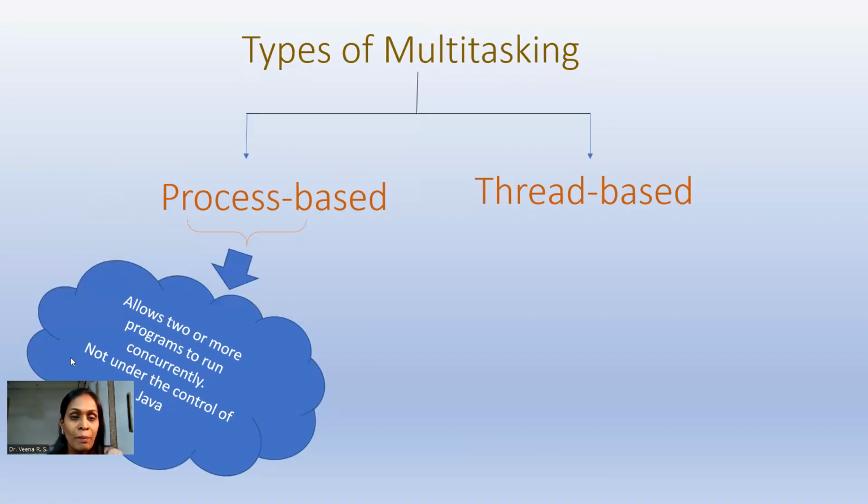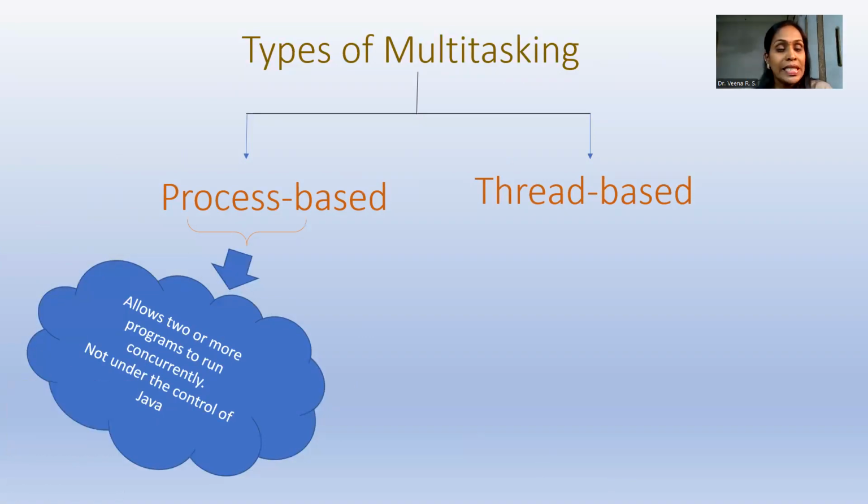Process-based multitasking basically allows two or more programs to run concurrently, and that is not under the control of Java. In process-based multitasking, two different applications are running concurrently. For example, suppose you are using a Java compiler, and at the same time you are using some other text editor also. This is called process-based: two different processes or applications are running at the same time, or concurrently. Such type of multitasking is called process-based.